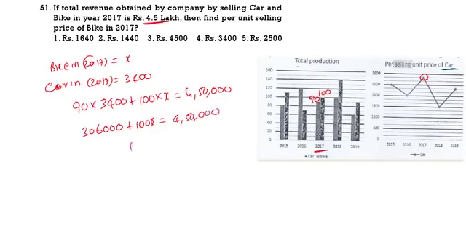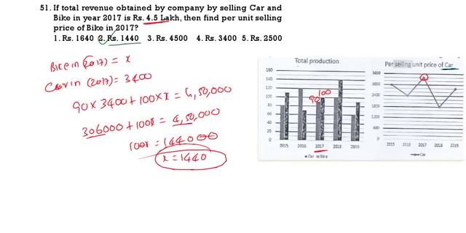So here 100x is equal to 144,000. What is the difference of 450 and 306? 144,000. So two zeros cancel. X is equal to 1440. So what is the price of each bike we are going to get? 1440. 1440 is the correct answer. See the next question.